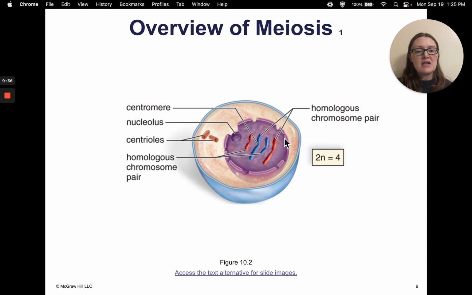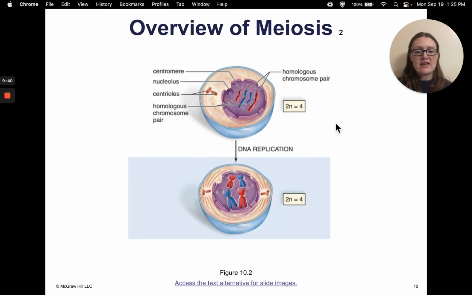But we'll see the nuclear membrane start to break away during meiosis 1, prophase 1. So the DNA has replicated itself here. Remember, this happens in S phase of interphase, and the DNA has replicated. So we have a duplicate of the same chromosome, another duplicate, and another duplicate, because these are sister chromatids.